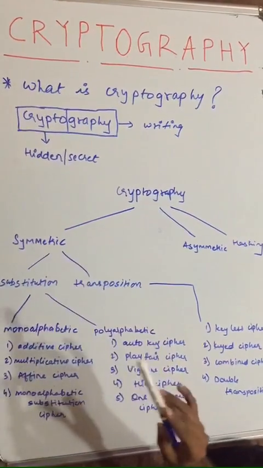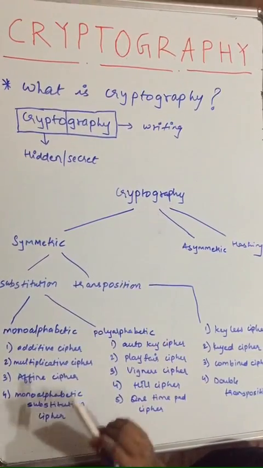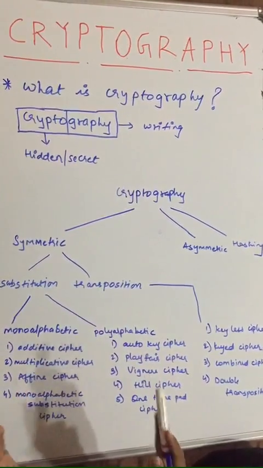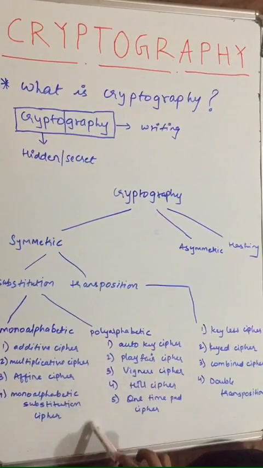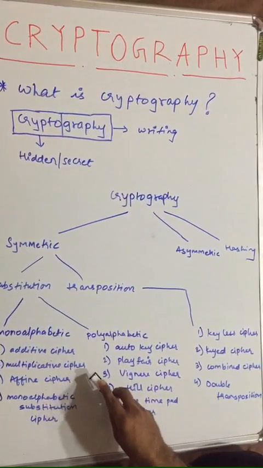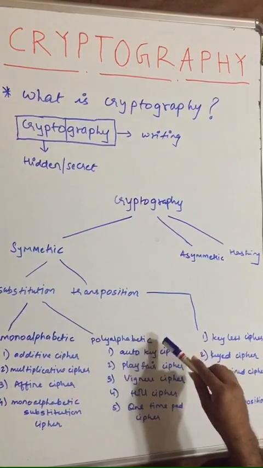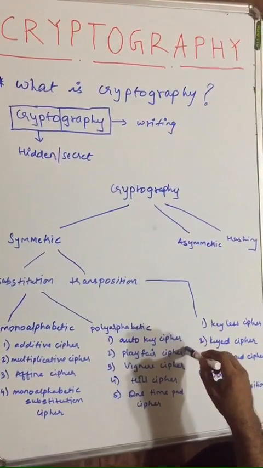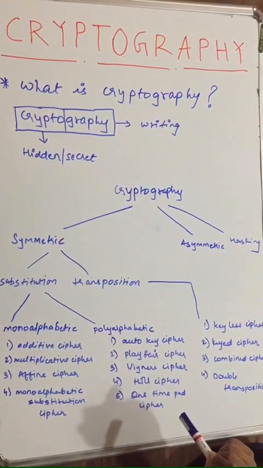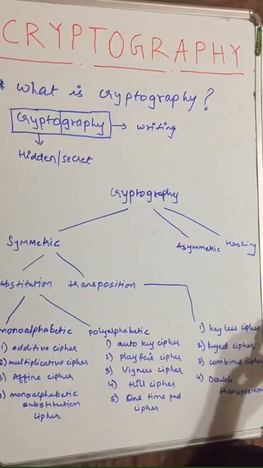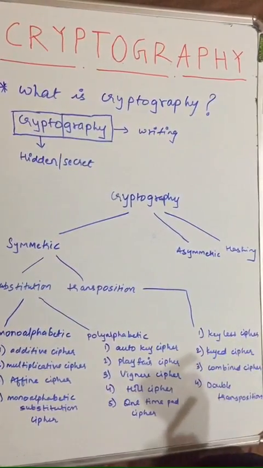In symmetric we have two parts, that is substitution and transposition. Substitution is further categorized in two parts, that is monoalphabetic and polyalphabetic. In monoalphabetic we have methods like additive cipher, multiplicative cipher, affine cipher, and monoalphabetic substitution cipher. In polyalphabetic we have auto key cipher, playfair cipher, Vigenère cipher, Hill cipher, and one-time pad cipher. And if we talk about transposition, then we have keyless cipher, keyed cipher, combined approach, and double transposition cipher.